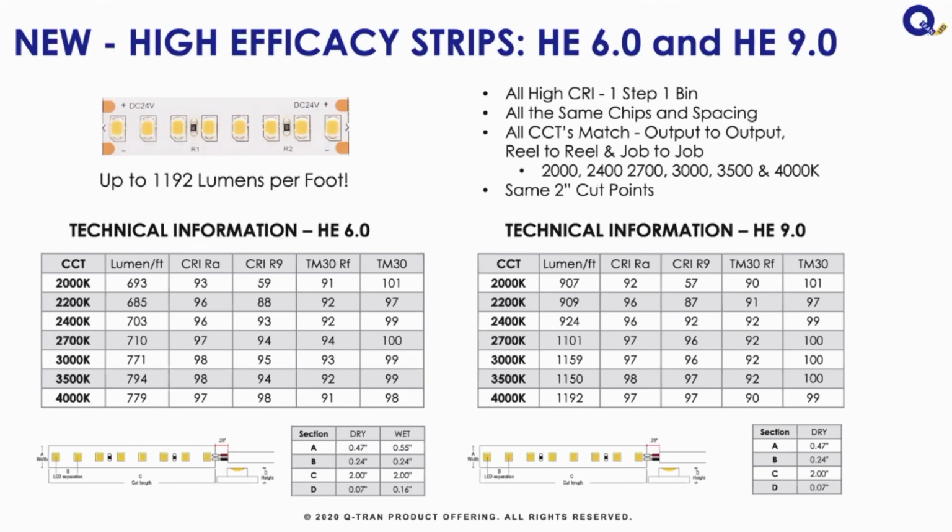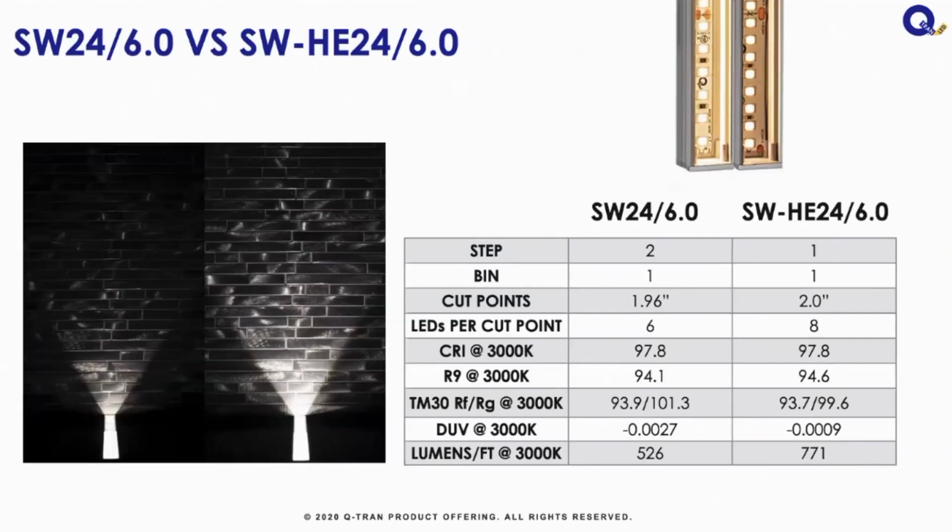How does the high efficacy strips compare to our standard static white 6.0? Let's take a look. So here, looking at the pictures on the bottom left, you'll see an image on the left of our standard static white 6.0, and on the right is the high efficacy 6.0. So as you can see, it is much brighter in the image. And as we move over to the box on the right showing all of the statistics, we'll see that the cut points are similar. The high efficacy has 8 LEDs per cut point instead of 6 on the standard 6.0.